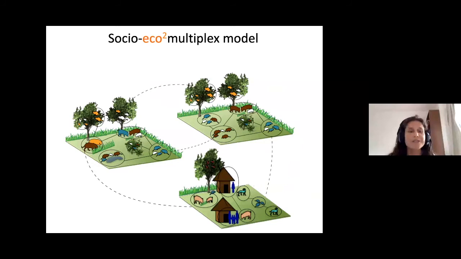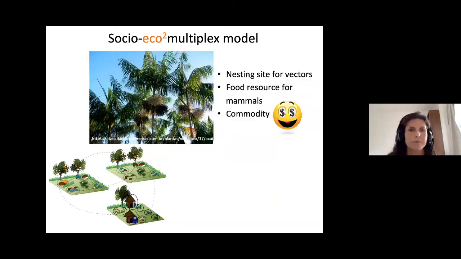And now, just to finalize, and thinking about sustainable food production and economical networks, I realized that what we're still missing here in this multiplex are the resources. So the acai palms in this case, they are very important nodes in this system because they are a nesting site for the vectors, they are food resource for the mammals, and they are also important commodity that has a very complex production chain.